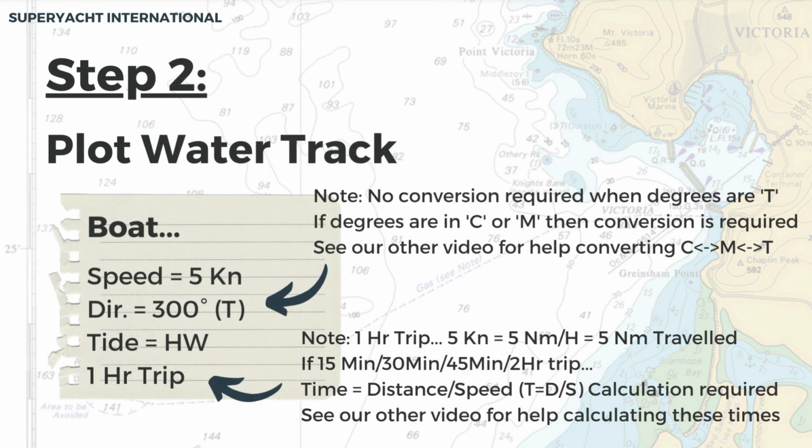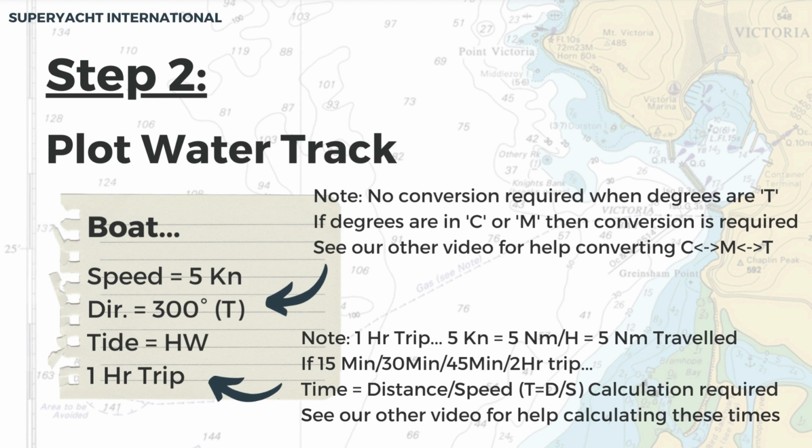Step 2. Plot the water track. Gather the boat information. In this case, speed is 5 knots, direction of travel was 300 degrees true, and it was a 1-hour trip. Note, no conversion is needed when degrees are in true. If the degrees are in compass or magnetic, a conversion is required. See our other video on compass correction for help with this.